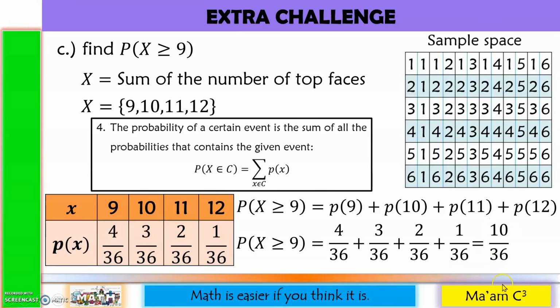Both are divisible by 2. 10 divided by 2 is 5, and 36 divided by 2 is 18. Therefore, the probability that the random variable is greater than or equal to 9 is equal to 5/18.